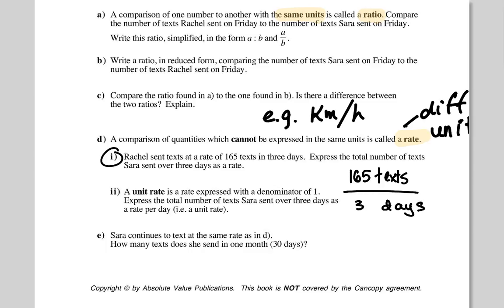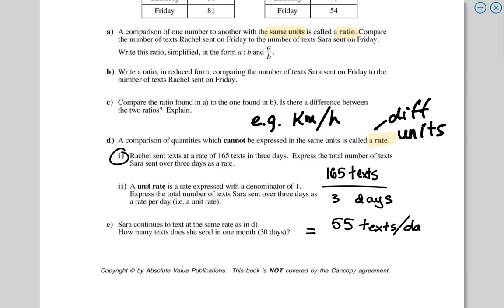So if she can send 165 texts in 3 days, okay, whoop-de-doo. What's more interesting is how many texts she sends in 1 day. That would be much more interesting, because if you knew how much for one, then you could figure out however many days you wanted. So all you have to do is a quick division. 165 divided by 3 is equal to 55 texts per day. And that is probably the most interesting thing out of any of this.